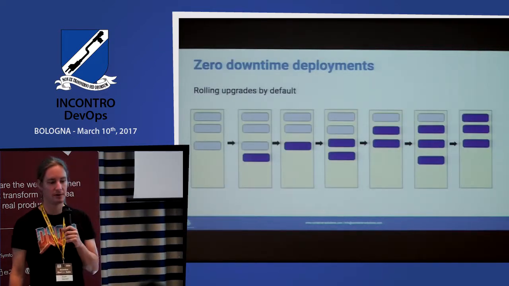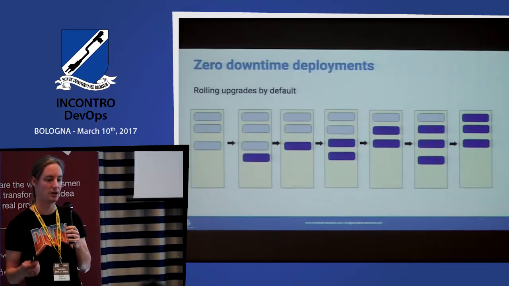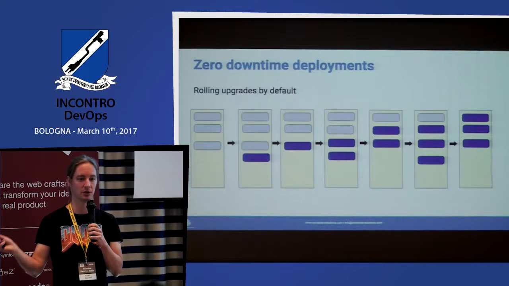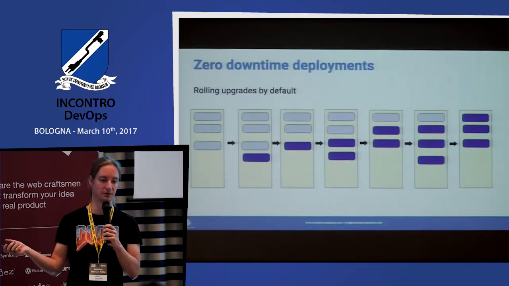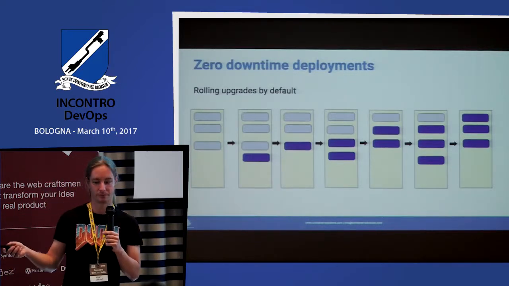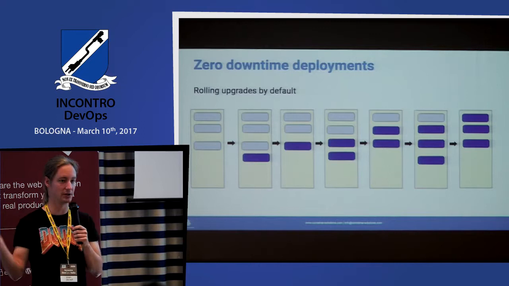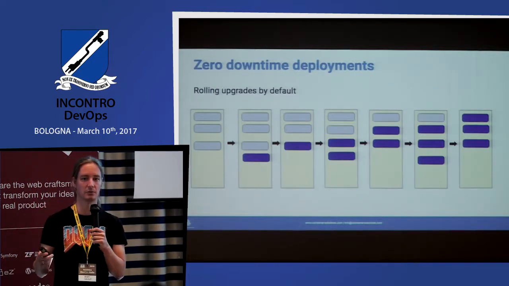You can also have zero downtime deployments out of the box. Whenever you change something in your application, you reapply your configuration files, and let's say the version of the application changes or something else, then Kubernetes will not just kill your application and start a new version. It will do a rolling upgrade.